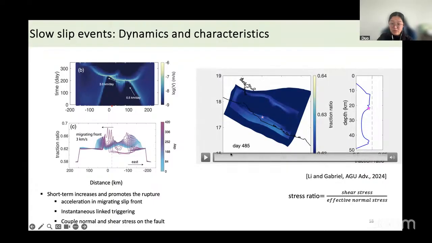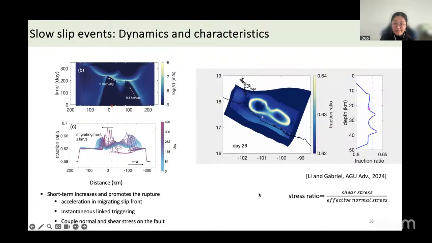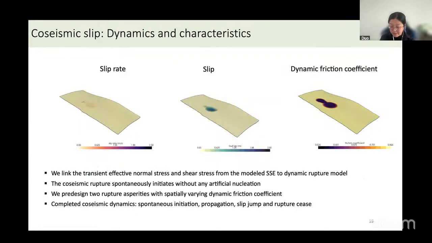So when the slow slip propagates towards the hypocenter, there is a sudden increase at the hypocenter depth. And our next step is we couple this shear stress increase from the slow slip into the dynamic rupture simulation. I will skip the details of the simulation, but show the results directly.